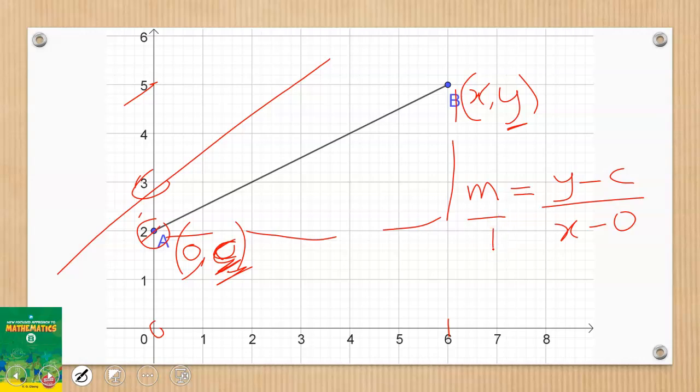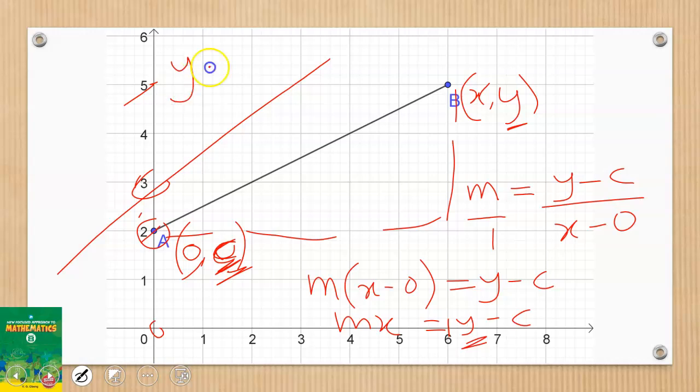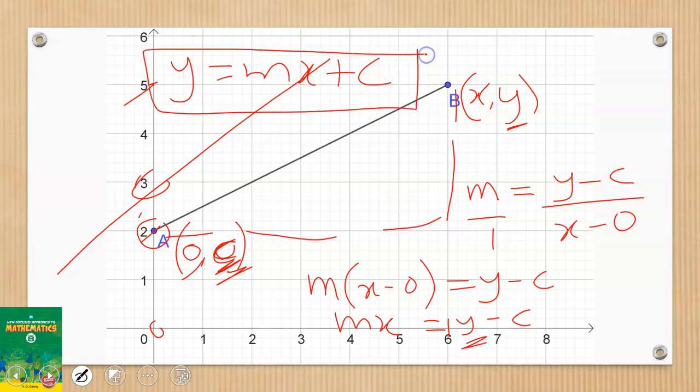If I do cross multiplication, I will get m into bracket x minus 0 is equals to y minus c. Of course, x minus 0 will still give us x, so I can have mx is equals to y minus c. Now trying to make y the subject and grouping like terms, I will say y is equals to mx plus c.